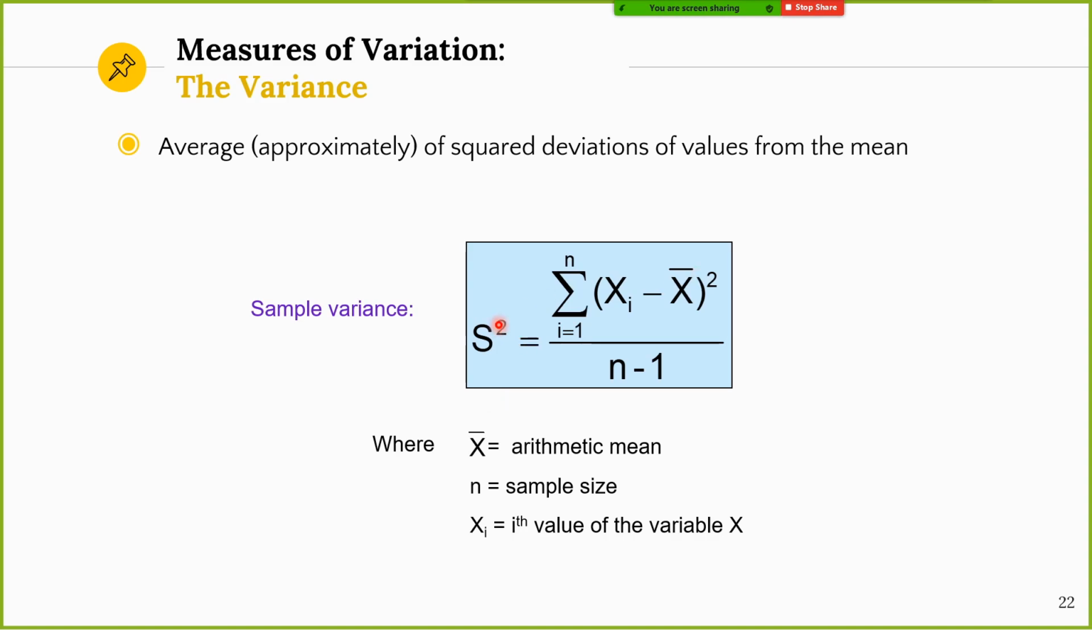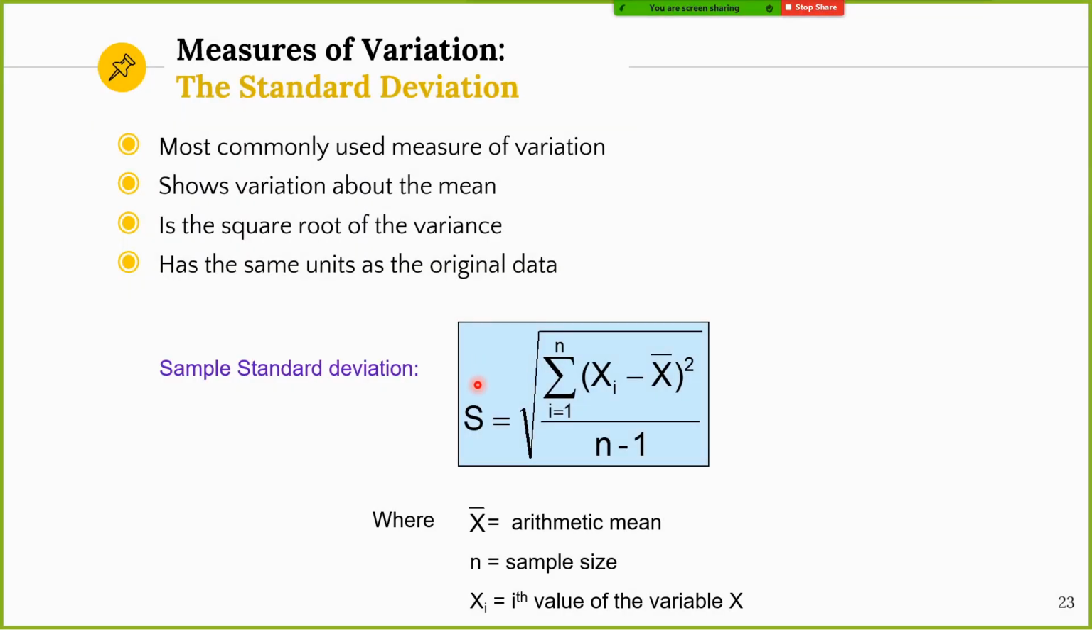We have this S squared, so we just take the square root of this one, then we get this S. Where X bar is the mean, the arithmetic mean, n is the sample size that you have, and X is the value of the variable X.